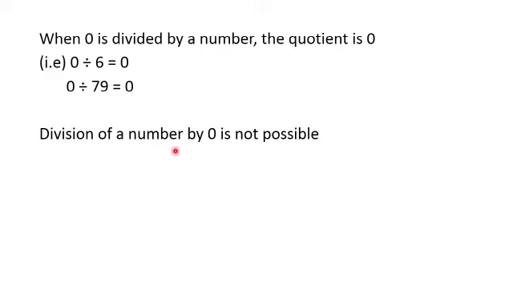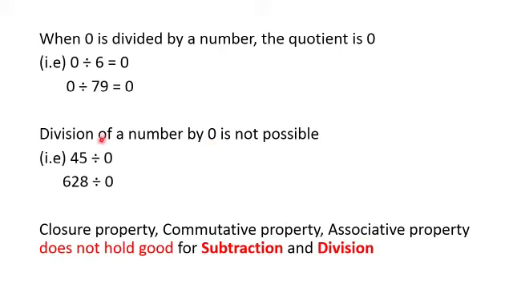Division of a number by 0 is not possible. You know very well, can a number be divided by 0? No, we never divide a number by 0, students. If you have 45 divided by 0, will you divide 45 by 0? It's not possible. We will not divide a number by 0. So any number divided by 0 is not possible, students.